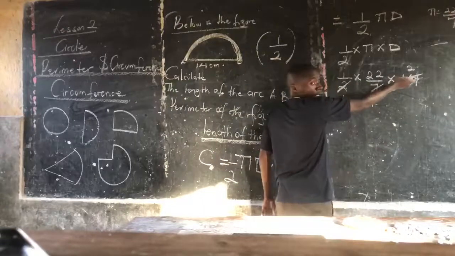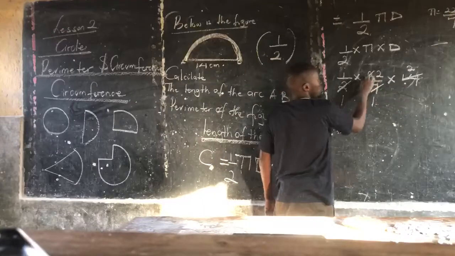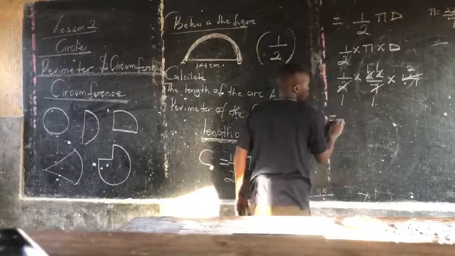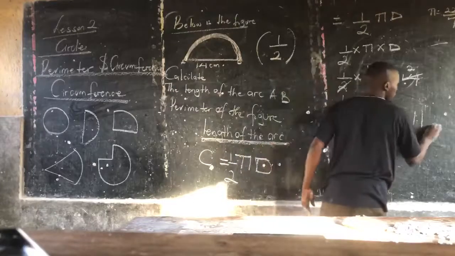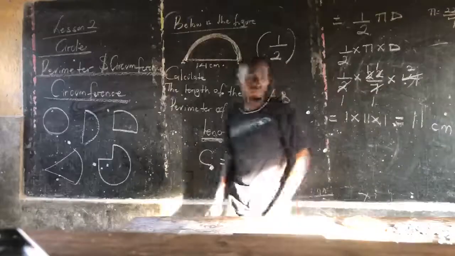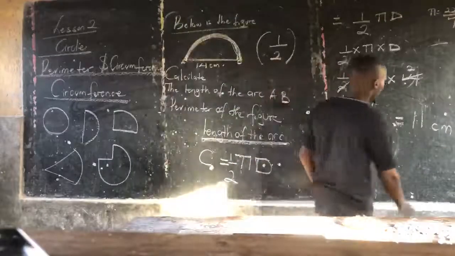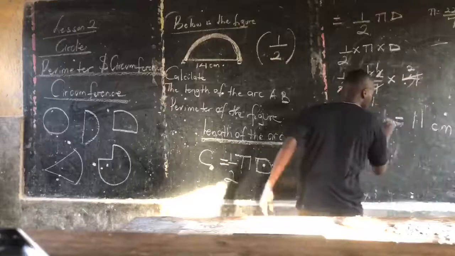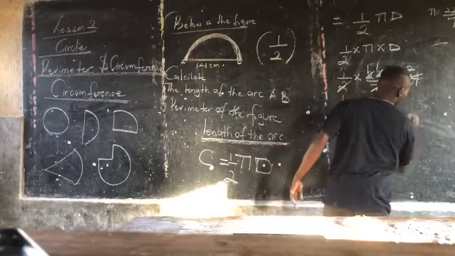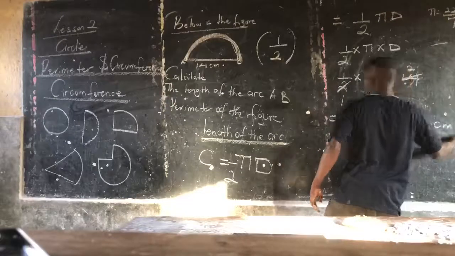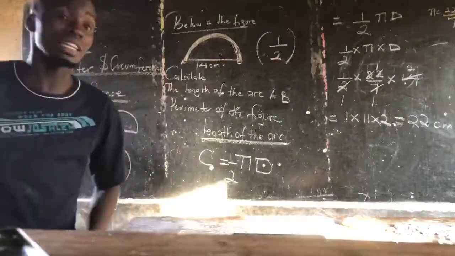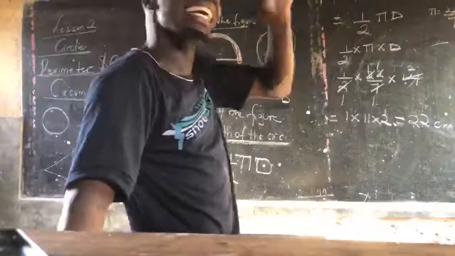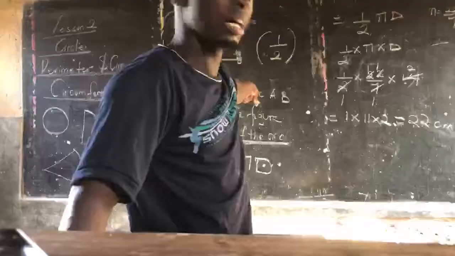Or you can take this one. Anyway, let me take this. 1, and this is 1. So after that, 1 times 11 times 1, we get 11 centimeters. Sorry. There's a times 2 here we can use. Times 2. And then after what? 22 centimeters. So that is the length of that arc. That is the length of that arc. And that's the circumference of your figure.